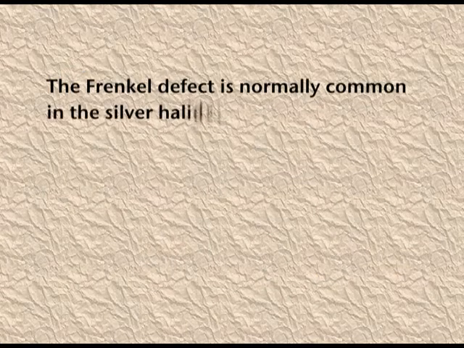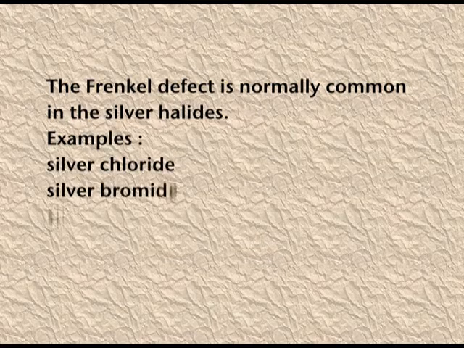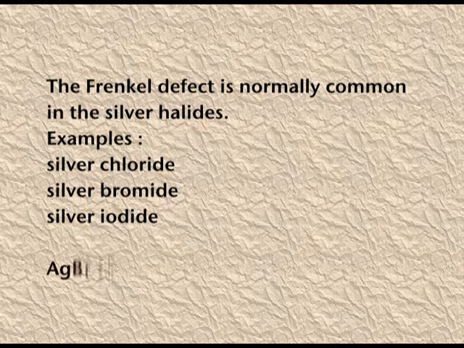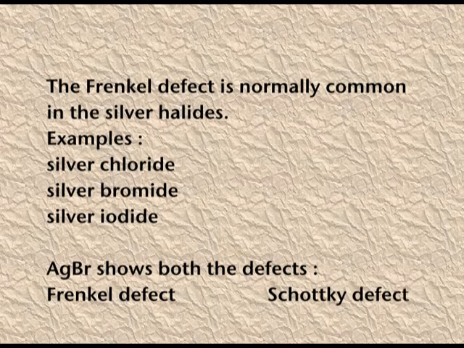The Frenkel defect is normally common in the silver halides, for example, silver chloride, silver bromide and silver iodide. But AgBr, that is silver bromide, shows both the defects, Frenkel defect and the Schottky defect.